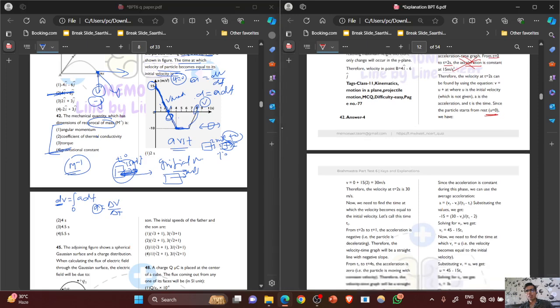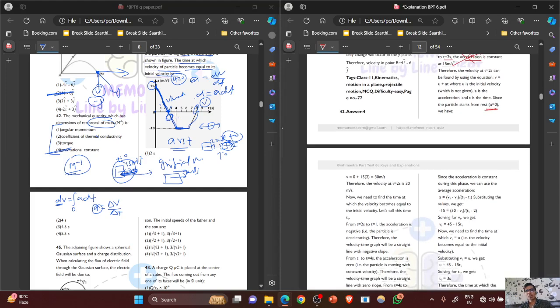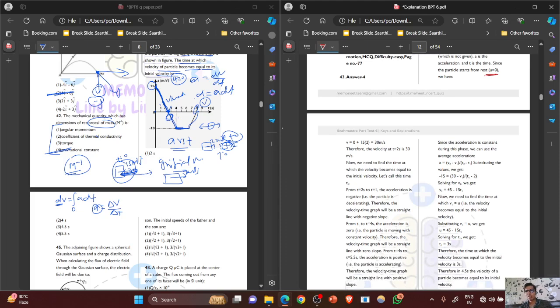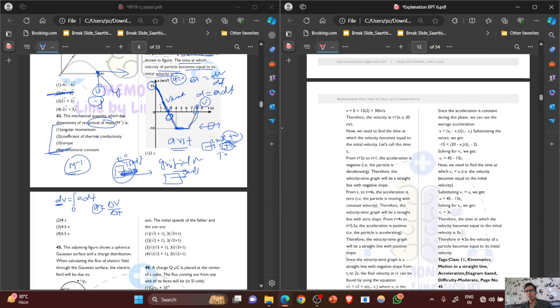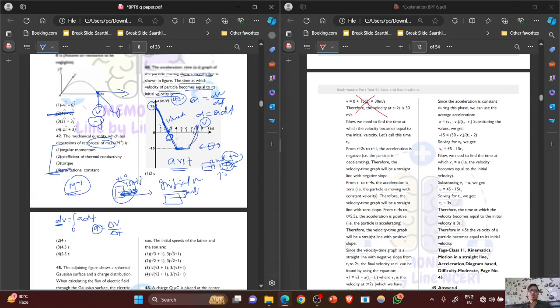Let me read the expression, what they have. I'm not getting the question properly. Therefore, the velocity at t equals 30 seconds can be found using this equation. Now we need to find the time when the velocity equals the initial velocity. Let's call it time t1. Well, they have used the wrong equation. I have a doubt in the question.